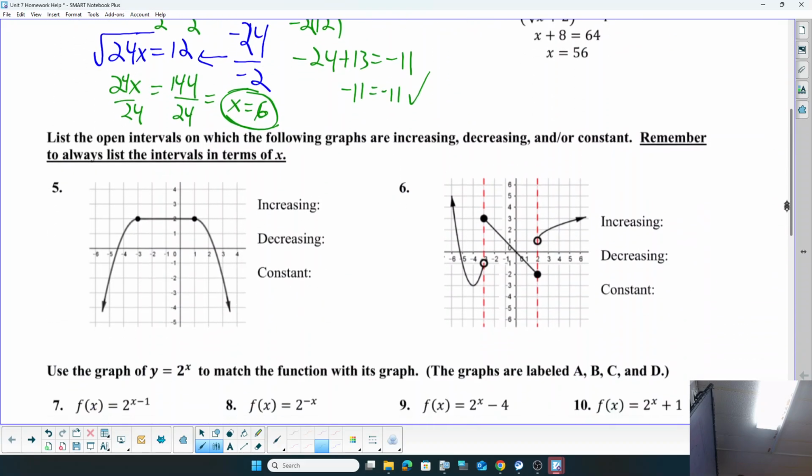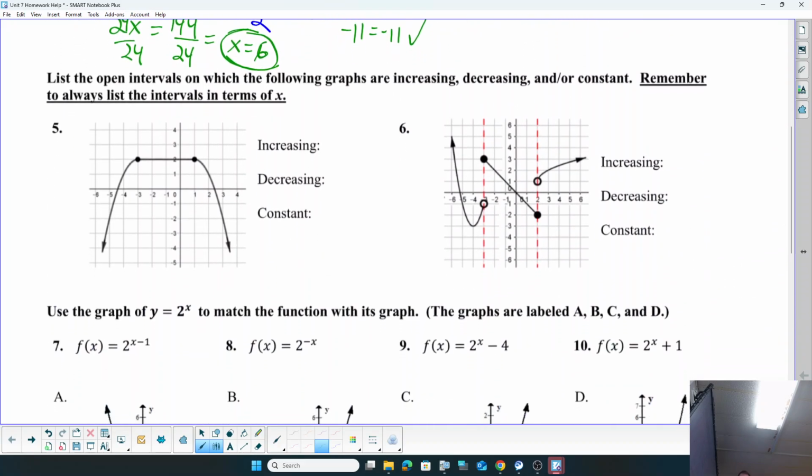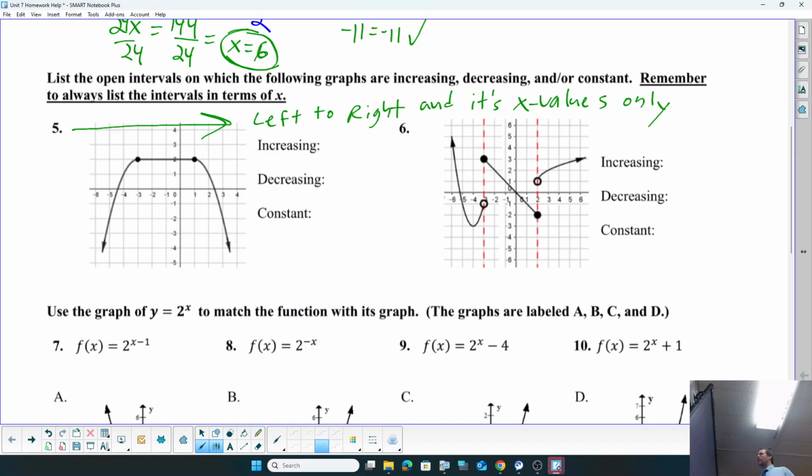Let's see. Number 5 is increasing, decreasing. Number 6, increasing, decreasing. And so basically, increasing, decreasing is from left to right. So always go from left to right. And it's x values only. Not the y values, just the x values.